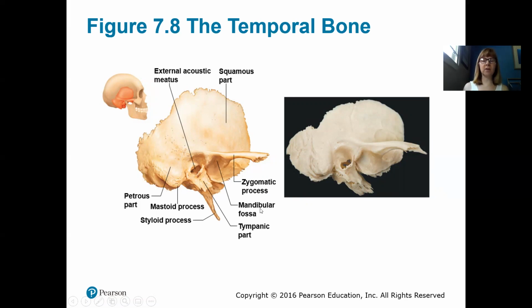And then right here, this mandibular fossa is where we're going to see the mandible being attached when we get to the facial bones. And this is going to be the temporomandibular joint. When we go to study joints, that'll be an important joint to memorize. And here's an illustration versus the actual bone. So the temporomandibular joint is right there. That's where your jaw is going to attach.